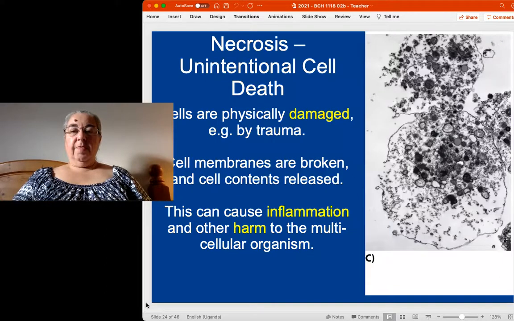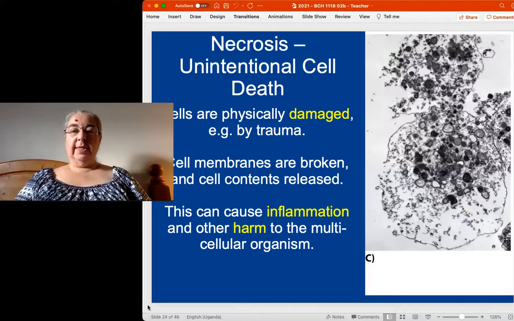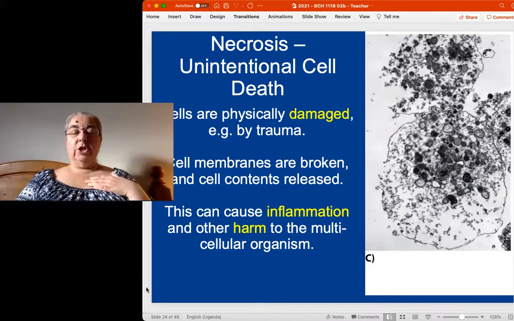Well, there are two main ways that cells can die. The two important ways that I want to talk about today are necrosis and programmed cell death. So necrosis is unintentional cell death. This is what happens when the cells are damaged.